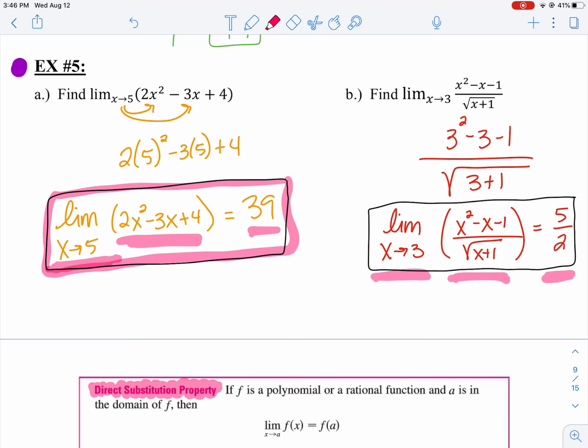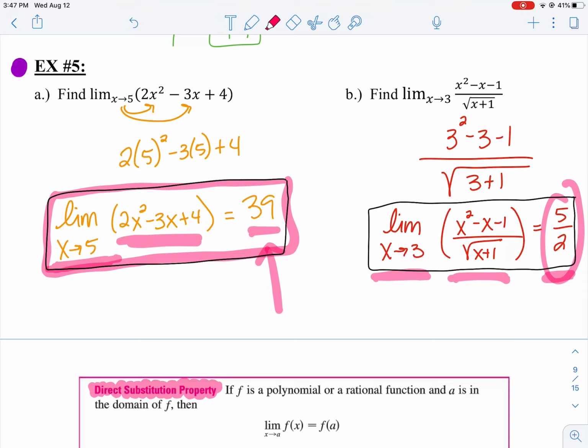What that means is if we were following the path and you were coming up to the path from the left and I was following the path from the right, as we approach x equals 3, we're going to be together at 5/2. Just like on A, if we approached x equals 5 together, you were coming from the left and I was coming from the right, where would we meet up? Well, we would meet up at 39. We can follow the path and meet up together at those two values.